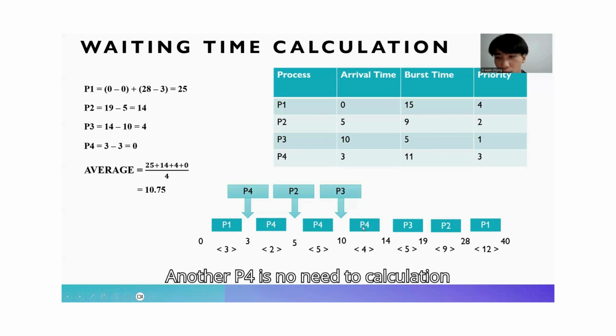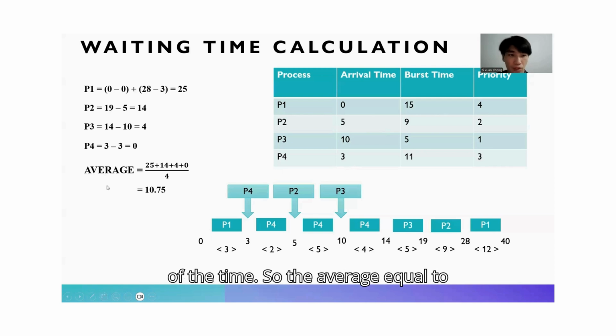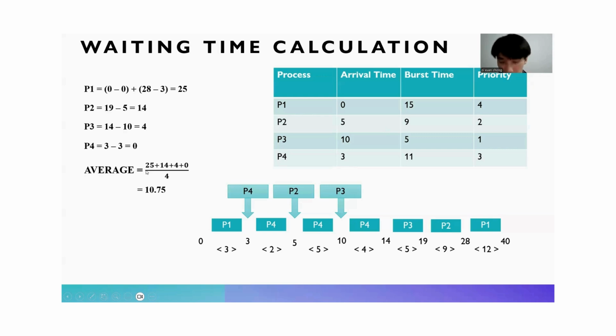The other P4 part is no need to calculate because this is continuous. Continuous means this continues non-stop, right? The P4 is non-stop, so you just take the starting time minus the arrival time. So the average equal to 25 plus 14 plus 4 plus 0, divide by 4. So you can get the average is 10.75.